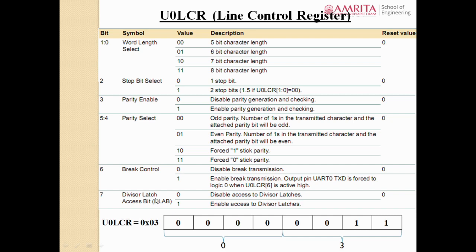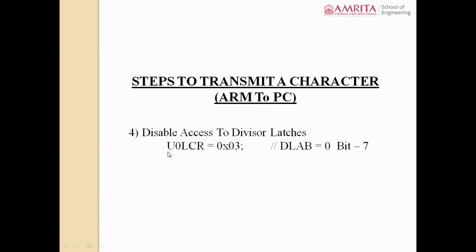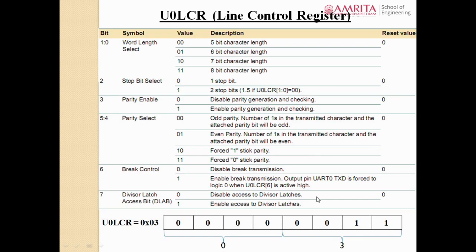How will you do that? You need to make DLAB bit as 0. So in step number 4, you are disabling the access to divisor latches, and all the other bits will be the same. So what is the value here? 0 0 0 0 0 1 1. What is that value? U0LCR equal to 0 3. Right? So in step number 4, you are writing U0LCR equal to 0 3. That means you are making divisor latch access bit as 0. That means you are disabling access to the divisor latches. All the other bits remain the same.